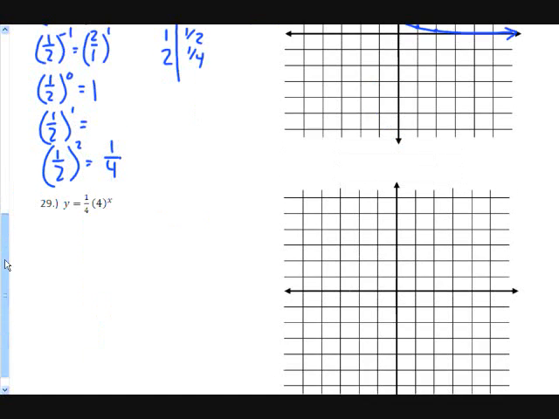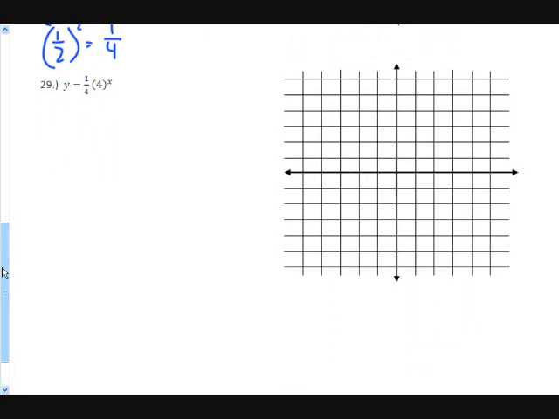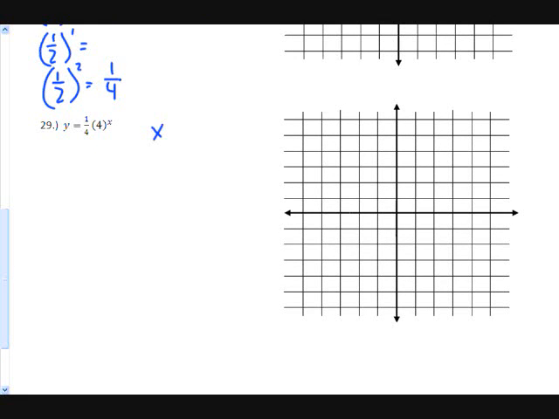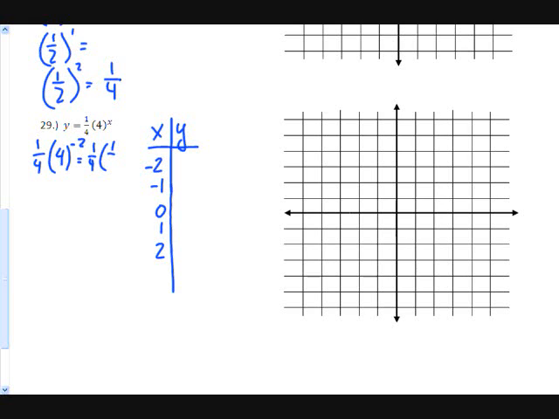Okay? The last one here, once again, I want to set up a t-chart. So I'm going to set up a t-chart here, x and y. I'm always going to start with these values, the -2, -1, 0, 1, and 2. Just because they're nice values to use, I can always plug in more if I need them. And I just start plugging them in. So let's see, that's 1/4 times 4 to the -2nd. And 4 to the -2nd power means I'm going to do 1 over 4 to the 2nd power. So that's 1/4 times 1/16, which is actually 1/64.